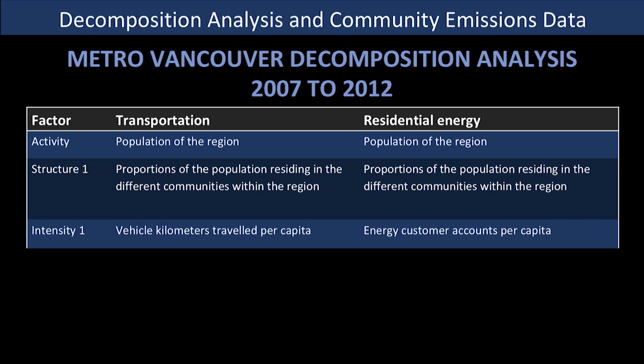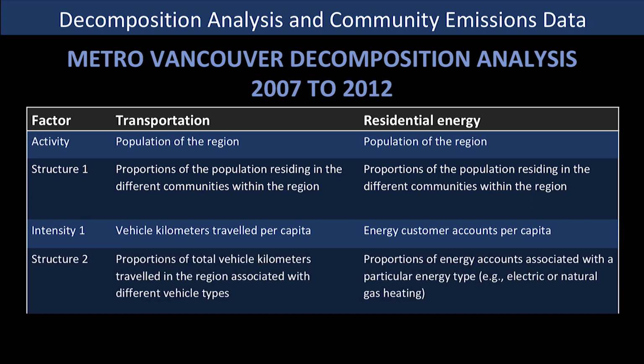And then we had an intensity factor that varied between the two different models. Our first intensity factor was kilometers, how much people are driving per capita. And then for residential energy, it was energy customer accounts per capita. This was the data we had available, but we used this as a proxy of thinking how many people are living within a household or within one building. And then the structure for transportation was around what types of vehicles people are driving, and residential energy was around what sort of fuel they are using.